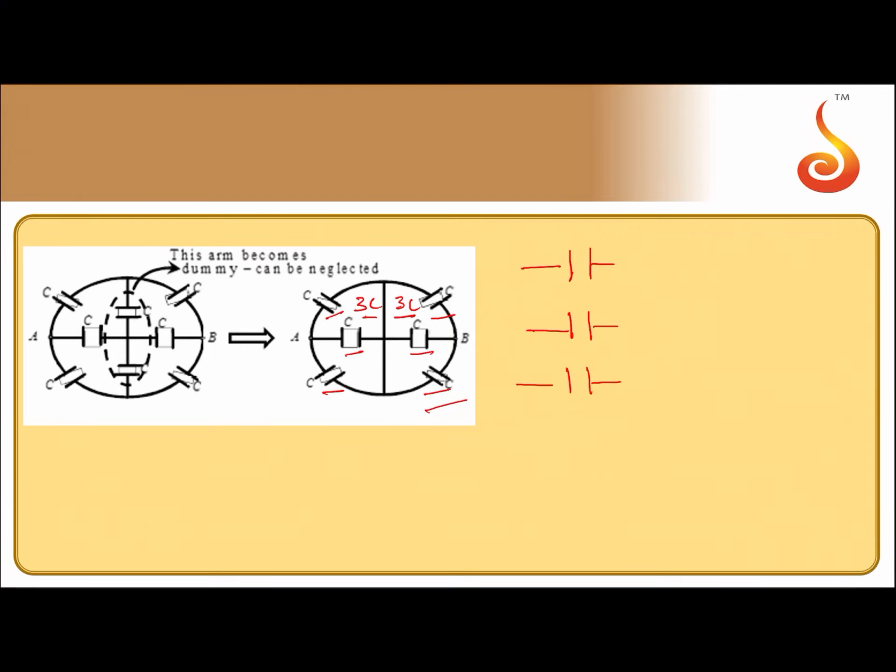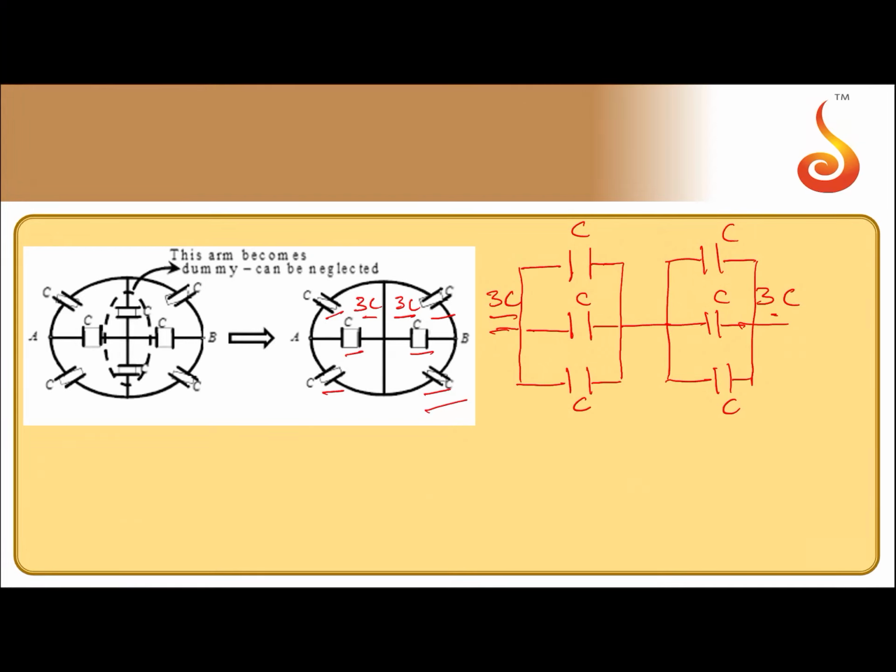and C are in parallel. Then one more such thing is there, C are in parallel. So, this entire thing will give you 3C, this entire thing will give you 3C, and 3C are in series. So, the effective will be 3C by 2. So, this is the expected answer. The effective capacitance between A and B is 3C by 2.